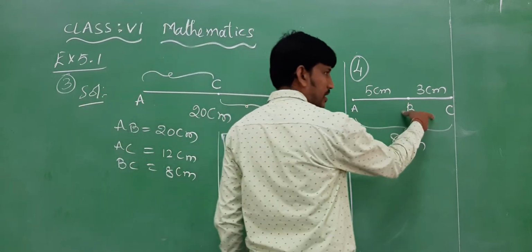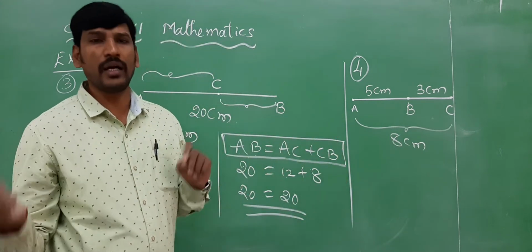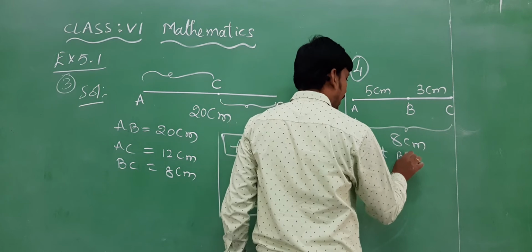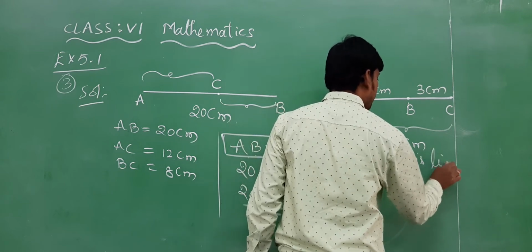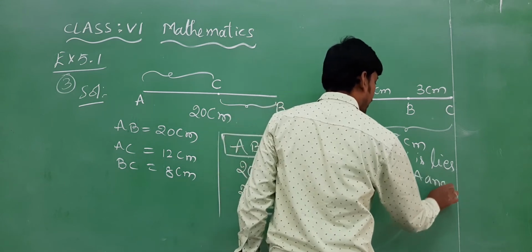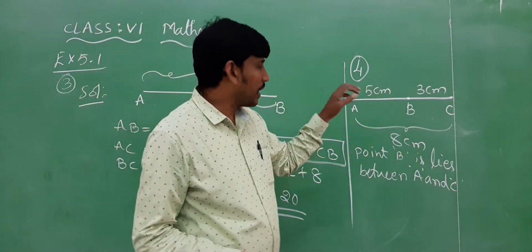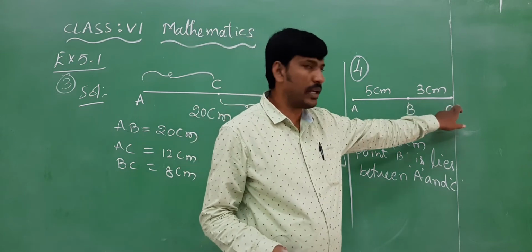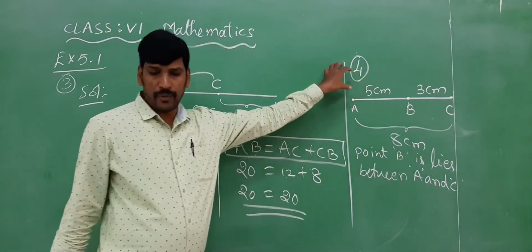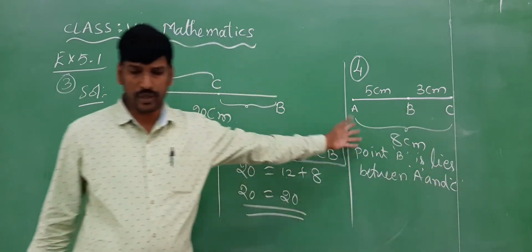They are asking which one of them lies between the other two. Now tell me, this is the only diagram for question number 4. Which point is lying between the other 2 points? Point B lies between A and C, isn't it? Because here they have given AB is 5 centimeters, BC is 3 centimeters. By adding these two, you get AC, that is 8 centimeters. So here B is between the other 2 points A and C. So this is the solution. Please copy these two.